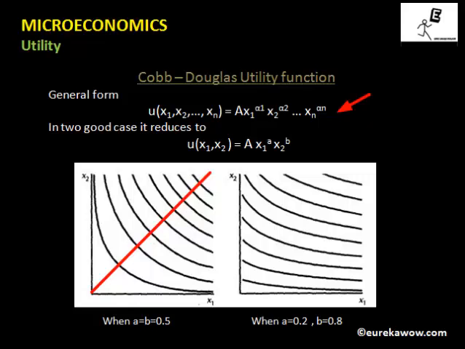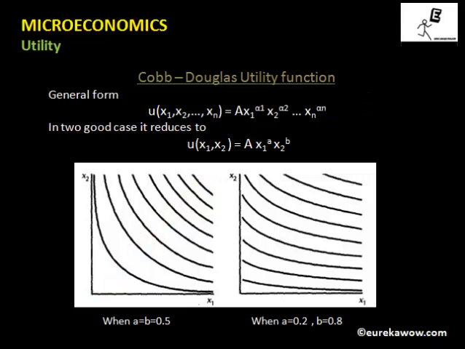However, when a is less than b, then the indifference curves will be a little flatter, and when a is greater than b, then indifference curves will be a little steeper. As you can see in the right panel, for a less than b, a is equal to 0.2, which is less than b, 0.8, and therefore the indifference curves are flatter, and we say that in this case the indifference map won't be symmetrical about the line y equals x.